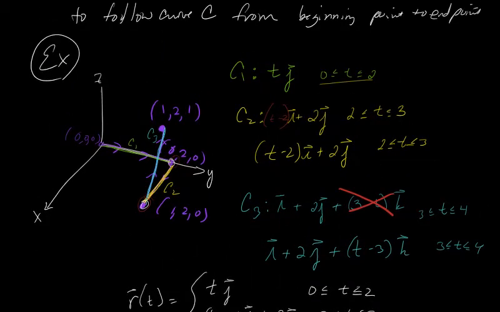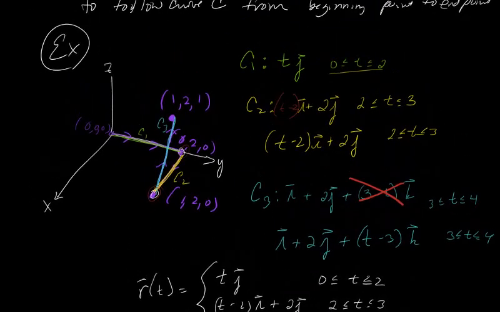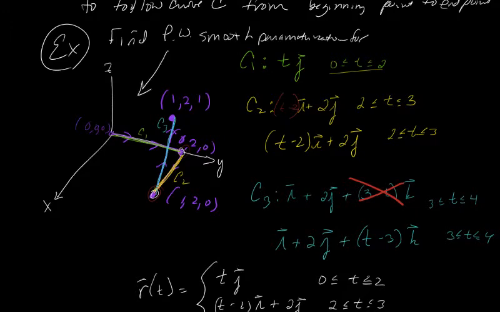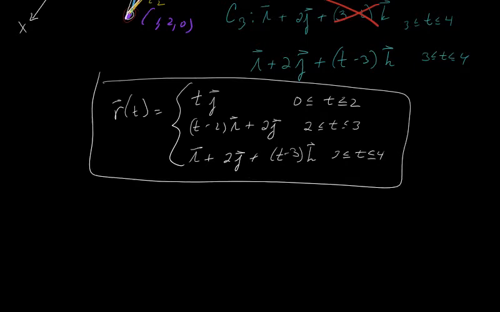Okay, so we found a piecewise smooth parameterization of this curve. I probably should have written the instructions here, what we were doing. So find a piecewise smooth parameterization for that guy. That's what we were doing. That's all we were doing. So we found a parameterization that took us from point 0, 0, 0 to 0, 2, 0 to 1, 2, 0 up to 1, 2, 1. And that's exactly what we needed. And that's what we found. So there's our piecewise smooth parameterization.